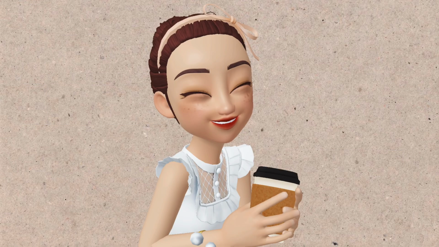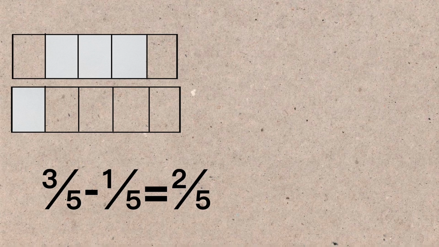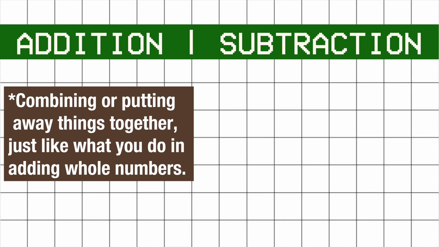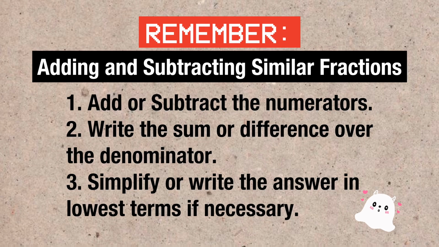Now, let's use these given facts again for subtracting similar fractions. 3/5 minus 1/5 equals 2/5. Addition involving fractions corresponds to combining or putting things together, just like what you do in adding whole numbers. On the other hand, subtraction involves taking away or deducting things, just like subtraction of whole numbers. Remember this when adding or subtracting similar fractions.